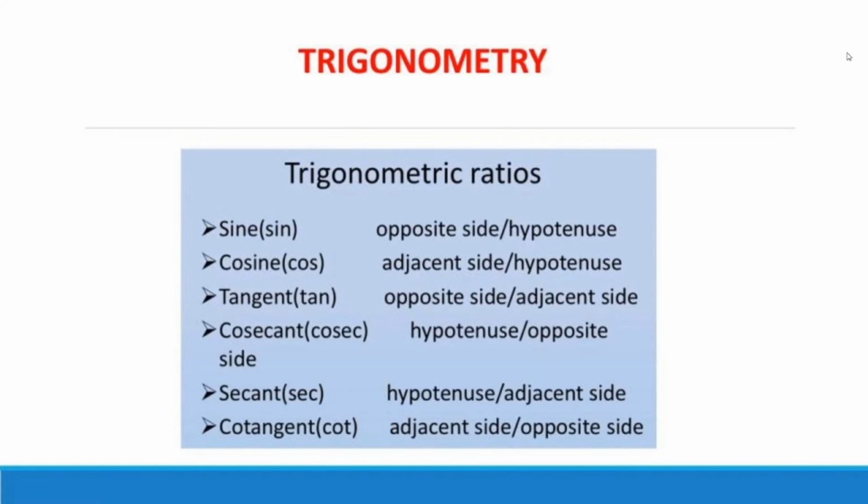The reciprocal of sine is cosecant or cosec, which is hypotenuse over opposite side. While the reciprocal of cosine or cos is secant or sec, which is hypotenuse over adjacent side. And the reciprocal of tangent or tan is cotangent or cot, and it is equal to adjacent side over opposite side. So these are the trigonometric ratios.